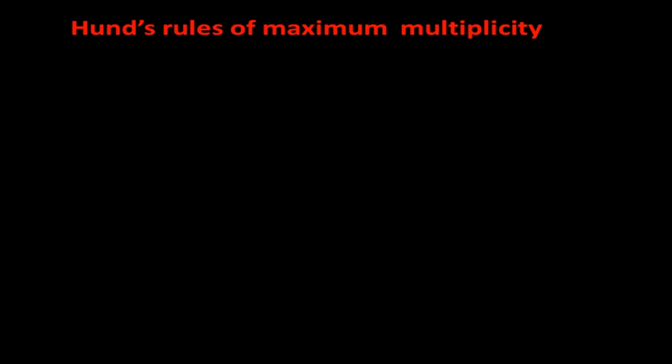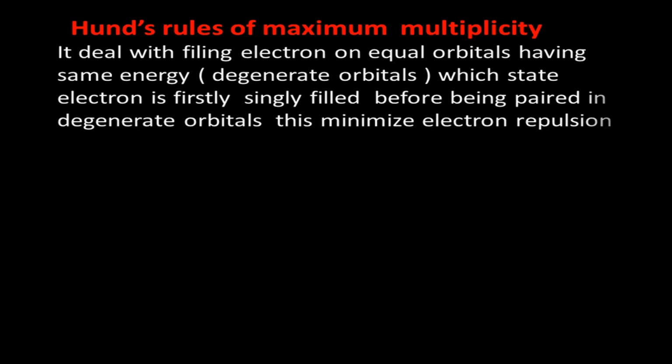Hund's rule of maximum multiplicity. It deals with filling electrons in equal orbitals having the same energy level, that is, degenerate orbitals. Hund's rule of maximum multiplicity states that an electron is firstly singly filled before being paired in a degenerate orbital. This minimizes electron repulsion. That is, electrons are filled singly first before being paired in a degenerate orbital.